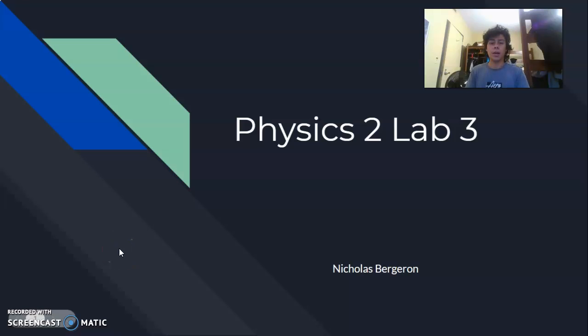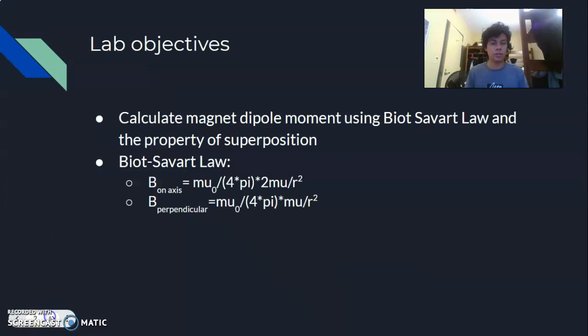Hello, I'm Lucas Bergeron, and I'm going to be going over what I did for Physics 2212 Lab 3. The lab objectives were to calculate the magnetic dipole moment using the Biot-Savart law and the property of superposition.